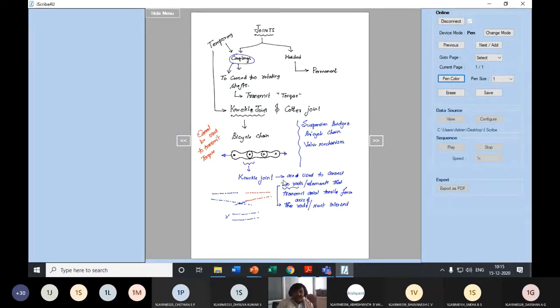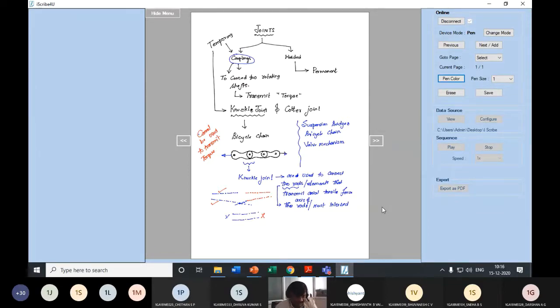Knuckle joint, so let me once again review this knuckle joint for you guys. These are the joints which are used to connect two rods or two elements that transmit axial force. The basic condition is the axis of the rods must intersect. So either in case 1 or case 2, okay, in this third case, it cannot work. It must intersect. So it has many applications. It cannot be used to transmit torque. Best examples are suspension bridges, bicycle chains, valve mechanisms, so many things.